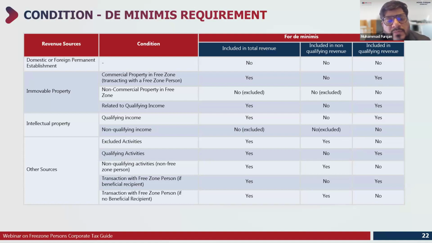And with respect to non-qualifying income of intellectual property, then the revenue will be included in total revenue and will not be included in non-qualifying revenue. And likewise is the case with other sources.